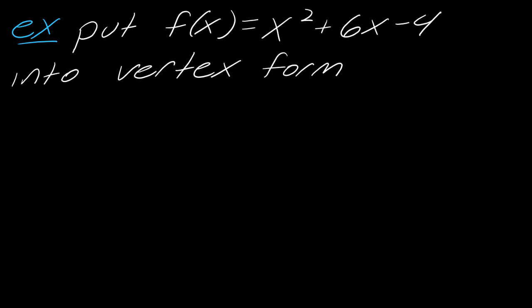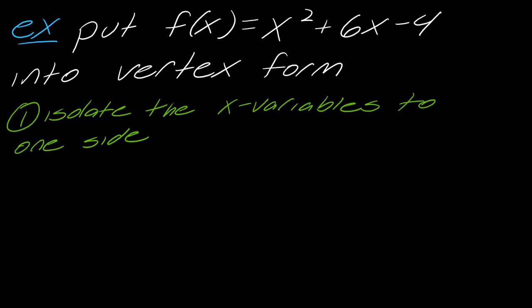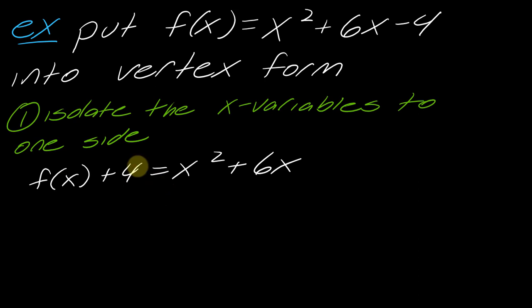Okay, I'll give you some directions. This is kind of weird, but I think I teach this a little differently than a lot of books do. I like to isolate the x variables to one side, and this is going to make it look a little odd. I've got the f(x), and I'm going to add a 4 to it right now. What's weird about this is usually when we see f(x), we don't add something over to the other side. But for now, I'm going to do this just as a placeholder.